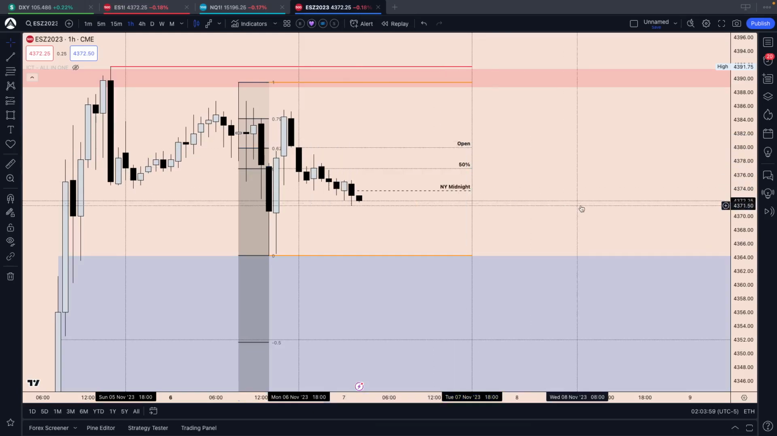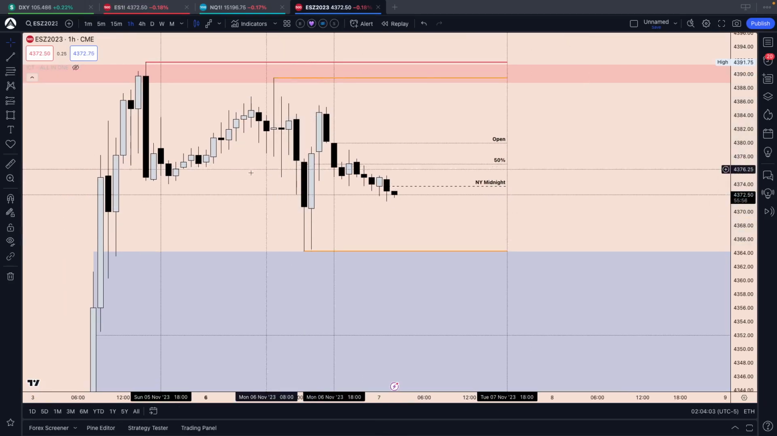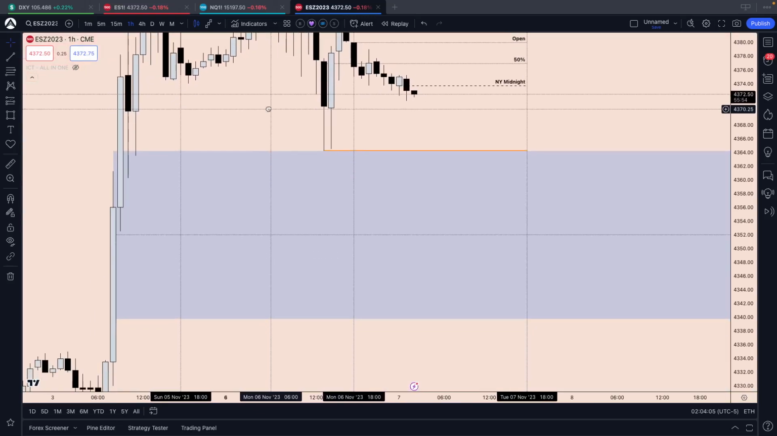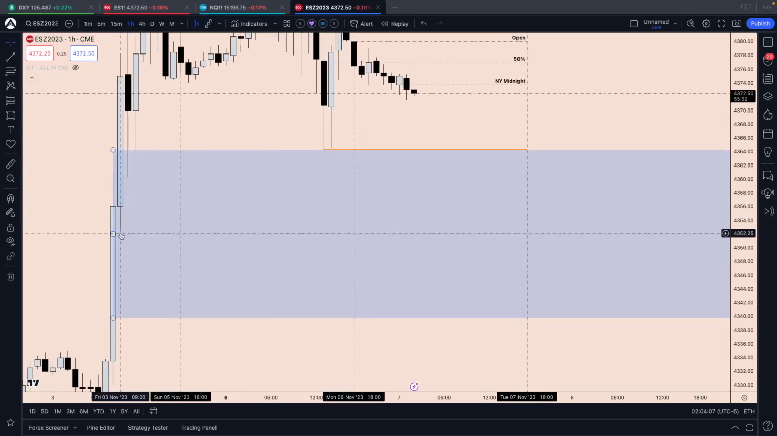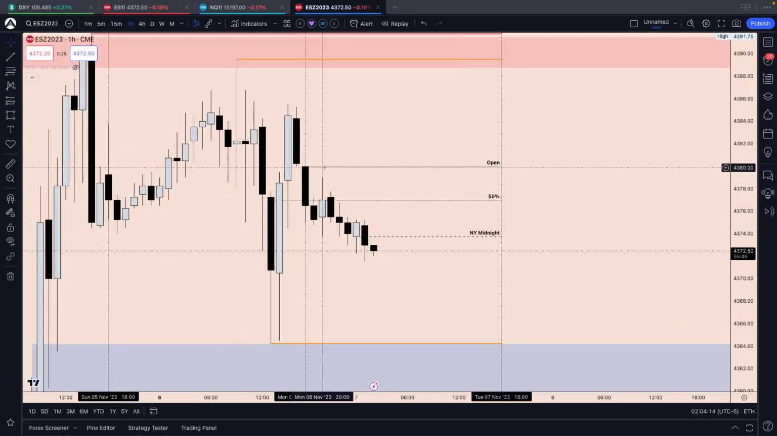50%. We took the sell side right here. Daily fair value gap, hourly fair value gap would start down there. All right, I think that's pretty much done.